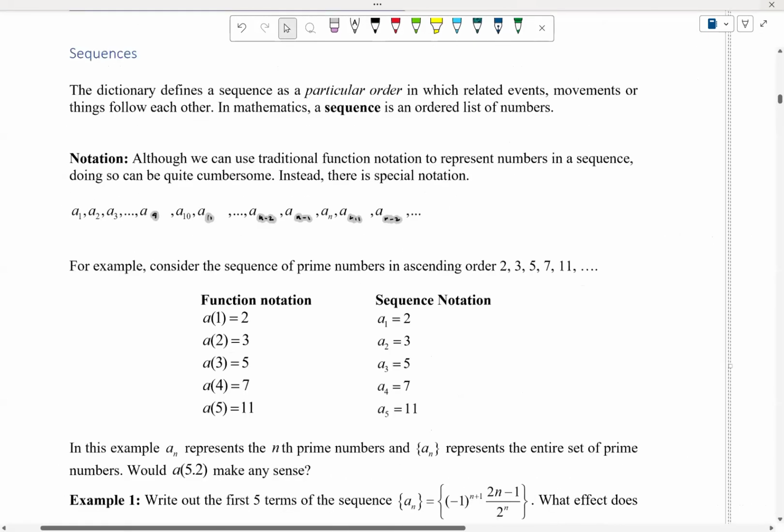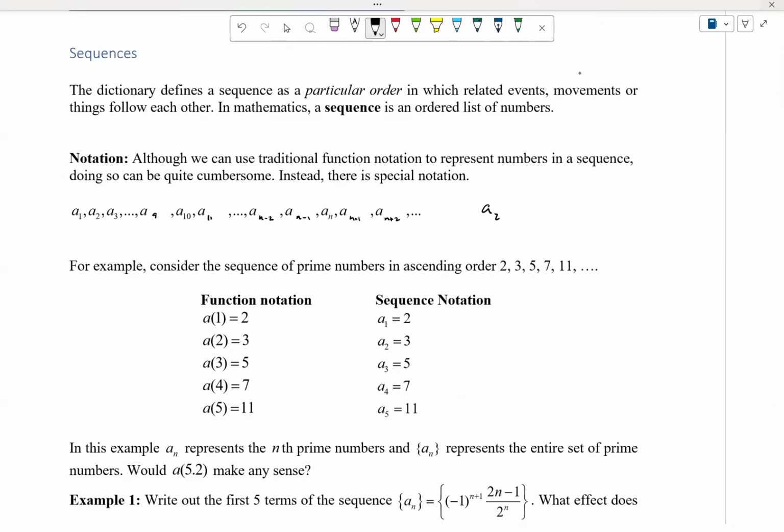Would this make sense? A sub 2n. Eventually we get there. Like if n would be 20, then this would be talking about A sub 40, or just double that. And just one more time, what's the one before A sub 2n and what's the one after it?